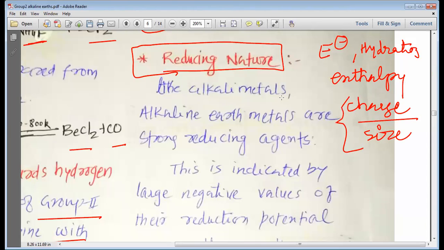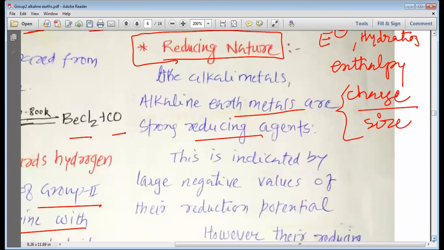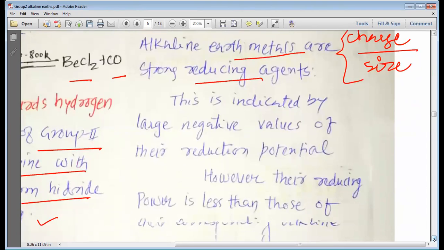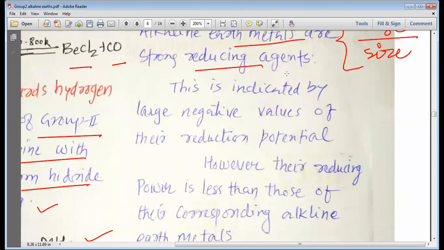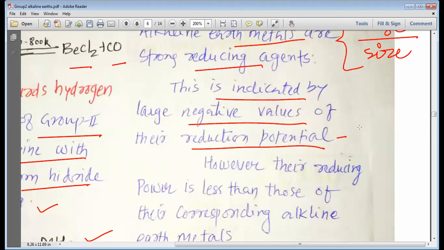Like alkali metals, alkaline earth metals are strongly reducing, because metals are generally reducing in nature and they are more metallic, and that is why, compared to the d, f and p block metals, these metals are strong reducing agents. This is indicated by the large negative value of their electrode potential. This E0 value is large negative, and it shows that they are very good reducing agents.